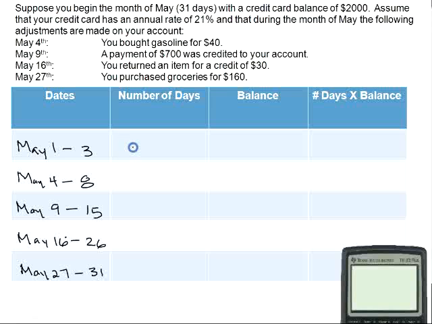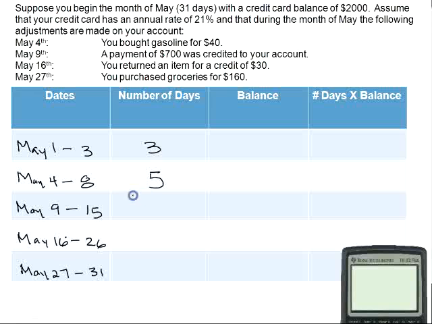Now we need to figure out the number of days. May 1st through the 3rd, you can count the days, or you can do high minus low plus 1. Actually, the 1st through the 3rd, everybody does well on that. That's 3 days. It's the rest of these I worry about a little bit. The 4th through the 8th, that is not 4 days. The 4th through the 8th, 4th, 5th, 6th, 7th, 8th, that's 5 days.